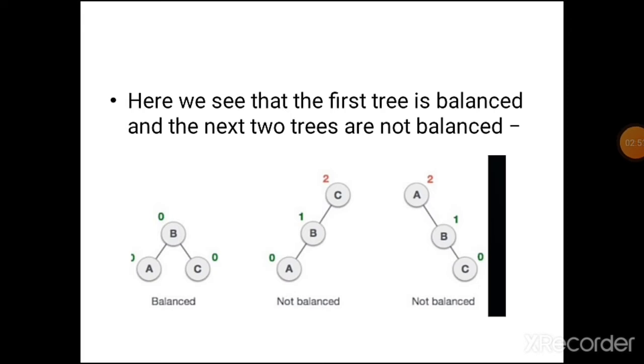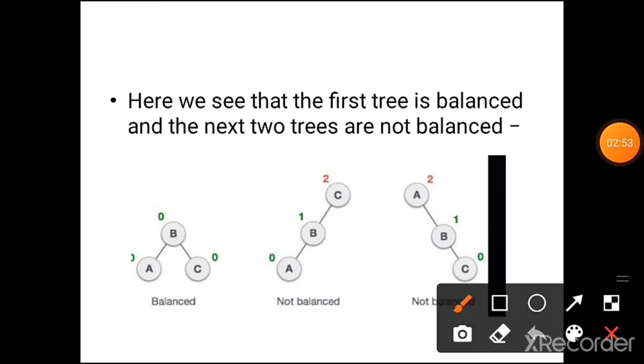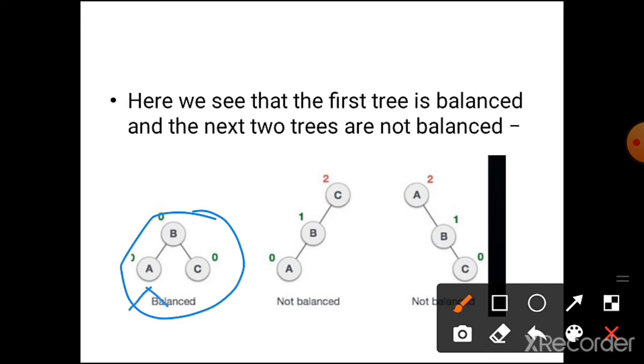Here is one example. Here there are 3 nodes. This is a tree with 3 nodes A, B, C. The balance factor of A is 0 because it has no subtree. Then in the case of B, there is 1 left subtree and 1 right subtree, so 1 minus 1, that is 0. So all nodes have a balancing factor value 0. So it is a balanced tree.